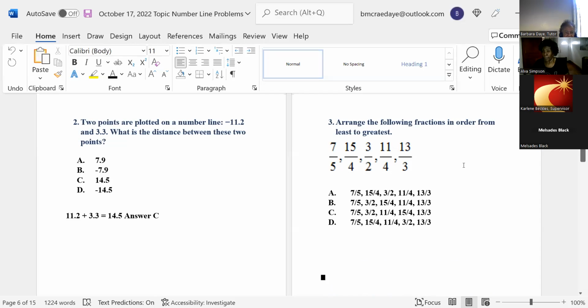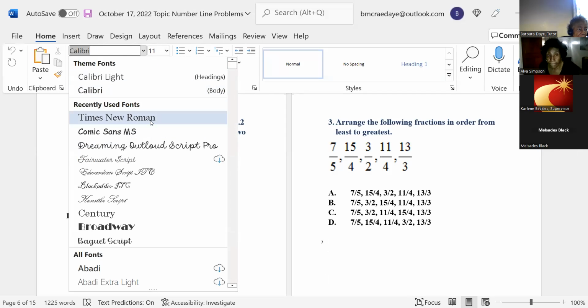Because once you get them in decimals, then you can see which one is the largest and which is the smallest. So do the first one, 7 over 5. Let's see. Make that bigger.